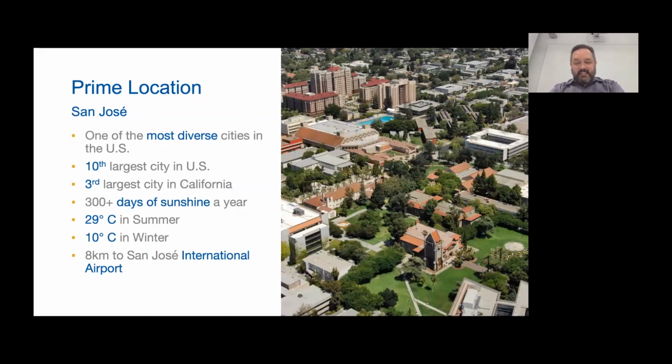San Jose is the 10th largest city within the United States, 3rd largest in California. I like to say there's beautiful weather here, and there is beautiful weather in San Jose. 300 days of sunshine. I didn't personally count that, of course, but it is very often sunny here, and beautiful weather in California. And then you'll see we're only 8 kilometers away from the airports.